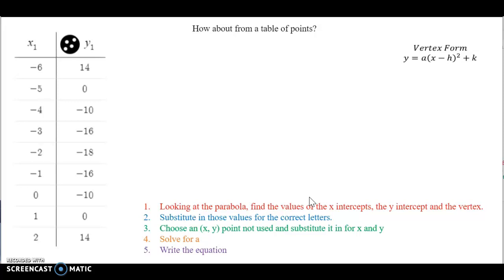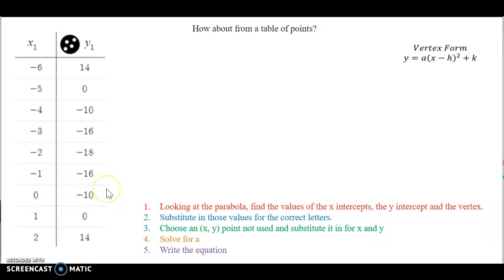Okay, how about from the table of points? Okay, so if you're trying to find it in vertex form, looking at this table, we need to pick out the key information. What do we know? What are key points that we can use? Well, if a point has y coordinate of 0, then we know this is the x-intercept. This (1, 0) is also an x-intercept. Now (0, -10), with the x being 0, that's the y-intercept.